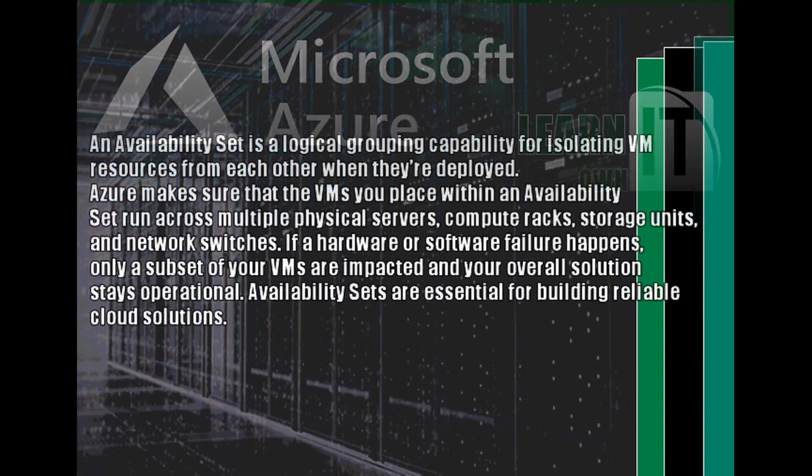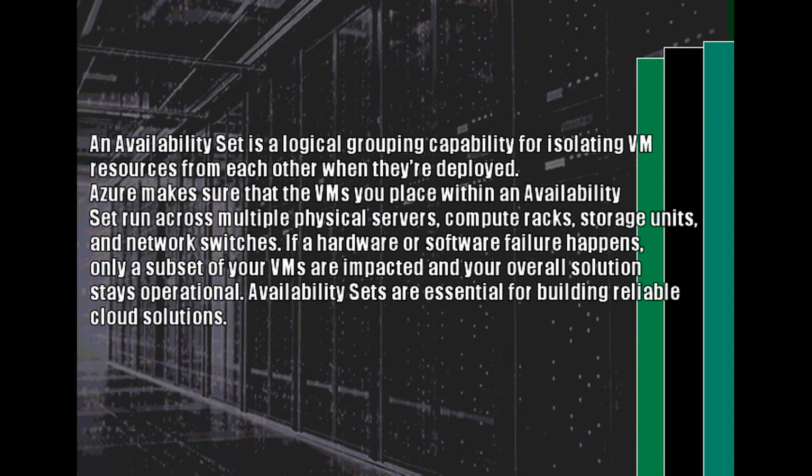Now, an availability set is a logical grouping capability for isolating VM resources from each other when they're deployed. Azure makes sure that the VMs you place within an availability set run across multiple physical servers, compute racks, storage units, and networking switches. If a hardware or software failure happens, only a subset of your VMs are impacted and your overall solution stays operational. Availability sets are essential for building reliable cloud solutions. So let's get to this now.